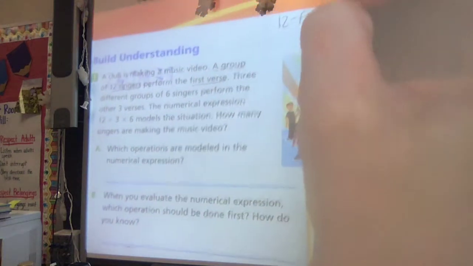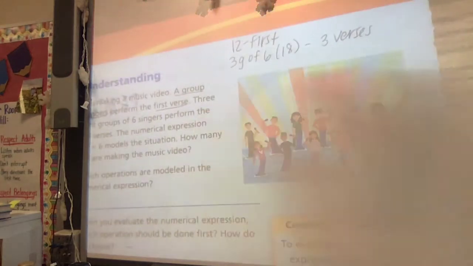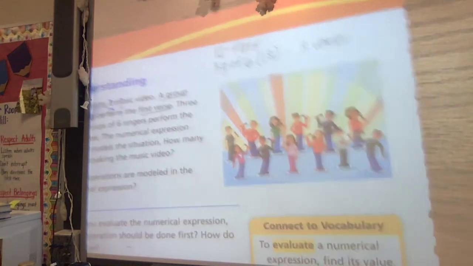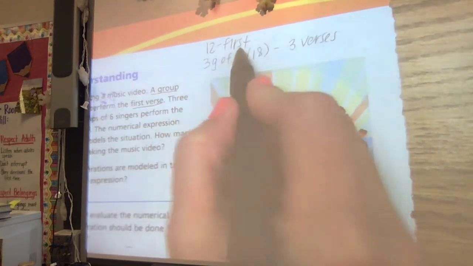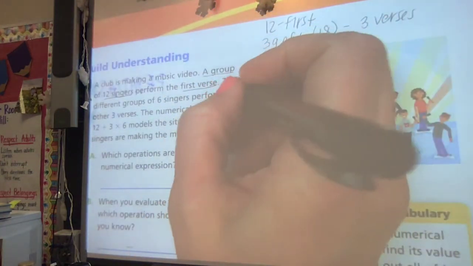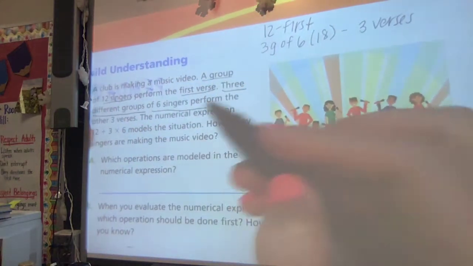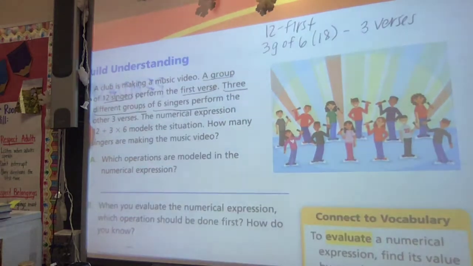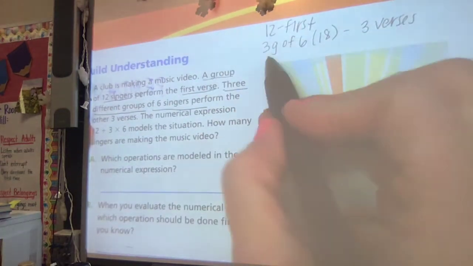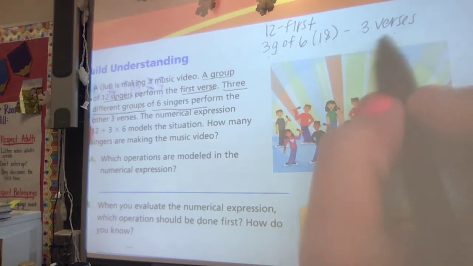I'm just going to write down what, okay. I lost my video for a minute. So I was writing here, 12 are in the first group. Then it says 3 different groups of 6 singers. So 3 groups of 6 singers. 6, 12, 18. 3 groups of 6. I know that's 18. They sing 3 of the verses.